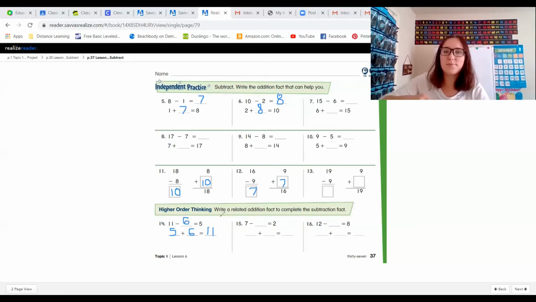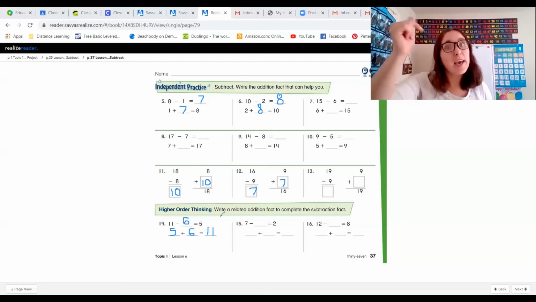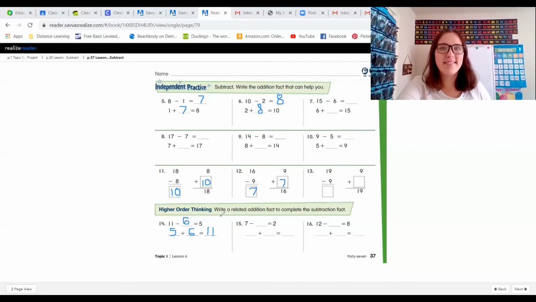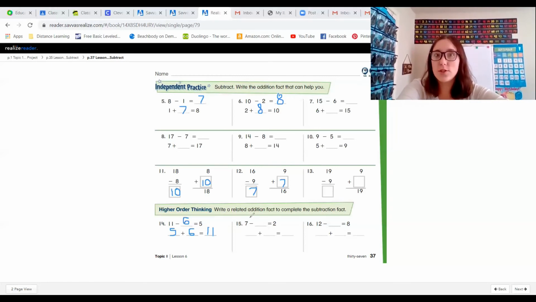Good job. Okay, I want you to do number 15 by yourself, so pause the video and then come back when you're done and we'll check your work. Hit pause. Okay, let's look at 15. 7 minus something equals 2. That's our subtraction problem. We have to make the related addition problem.